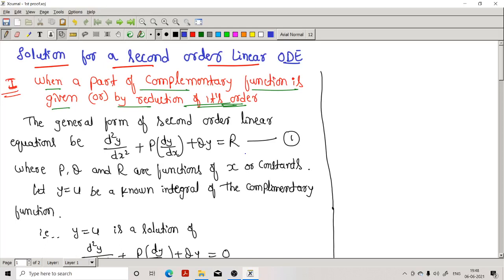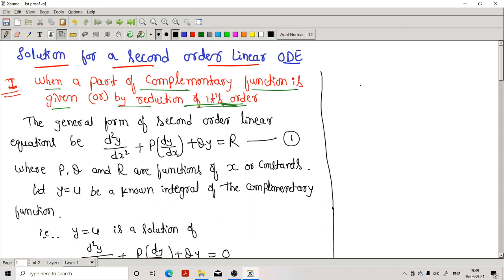Hello everyone. Here I am explaining one method of solving a second order linear ordinary differential equation. As we are aware, there are many methods of solving second order linear ordinary differential equations, but I am sticking to one particular method. Solving means we have to find a solution for a second order ordinary differential equation. Okay, what does a second order ordinary differential equation mean?